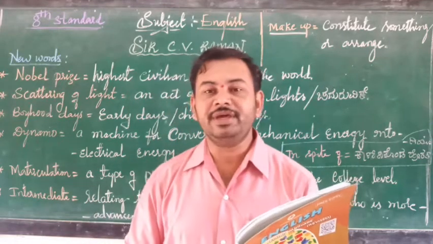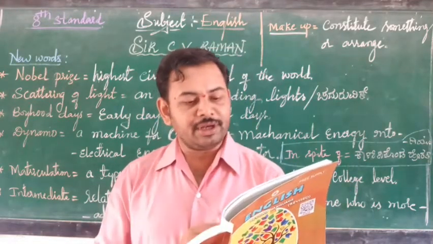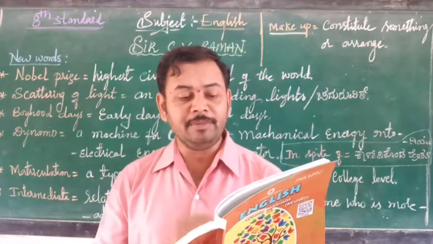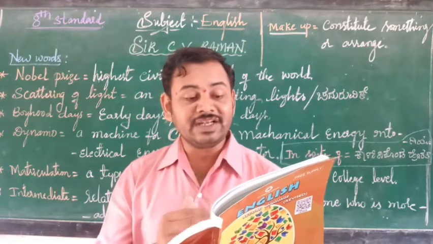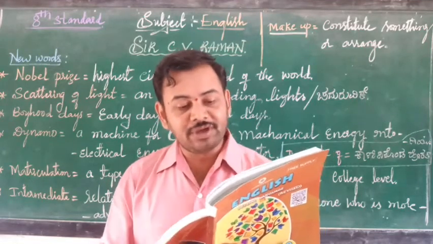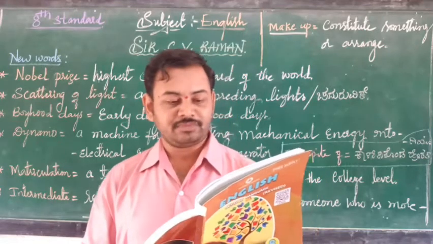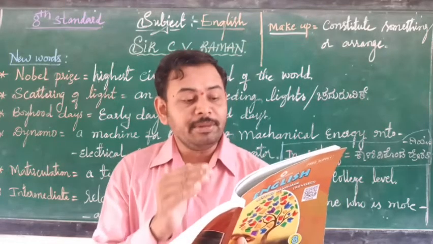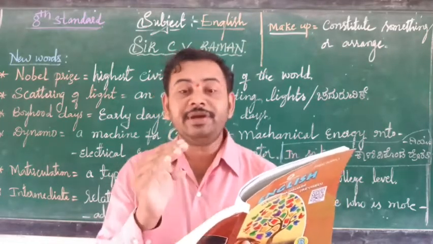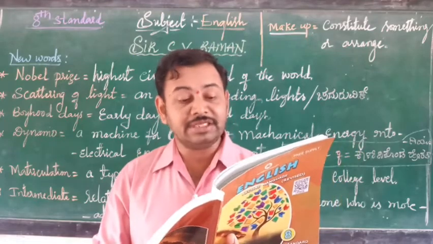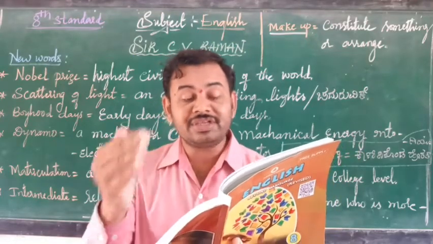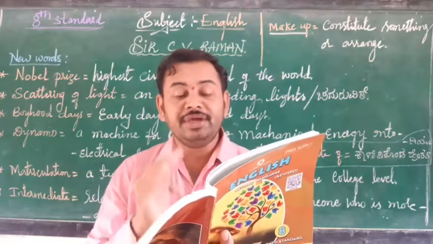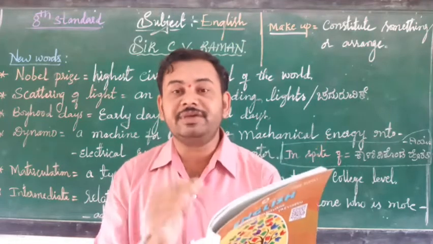Prose. Sir C V Raman. Sir C V Raman was a great scientist. He was awarded the Nobel Prize for his work on scattering of light and his discovery of the effect of light rays, which was also called the Raman effect. The government of India gifted him 25 acres of land to carry out further research work. Raman Institute was the dream child of Sir C V Raman.